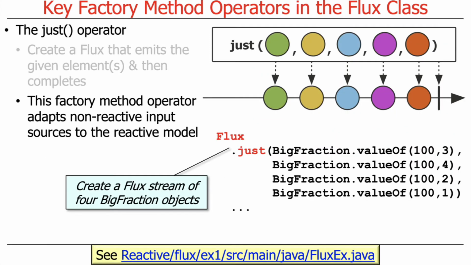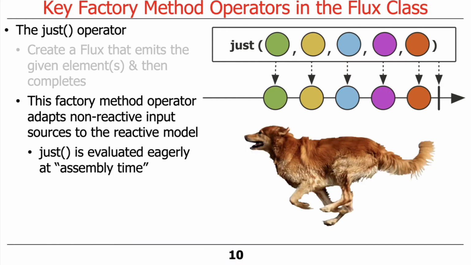The purpose of this operator most commonly is to adapt so-called non-reactive input sources into the reactive model. So here you can see we're going to create a flux stream that consists of 4 big fraction objects, and those objects are going to have the numerator of 100 and then different denominators, 3, 4, 2, 1, and so on. And we'll look at this in more detail when we get to the case study here.